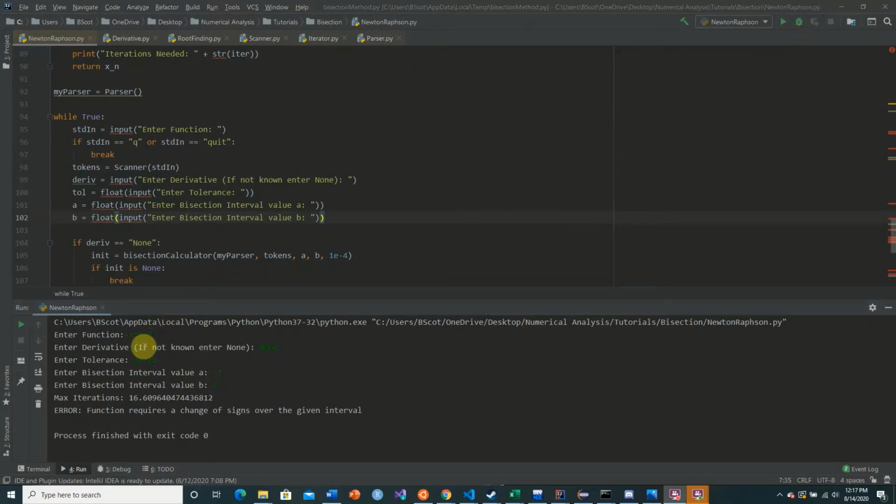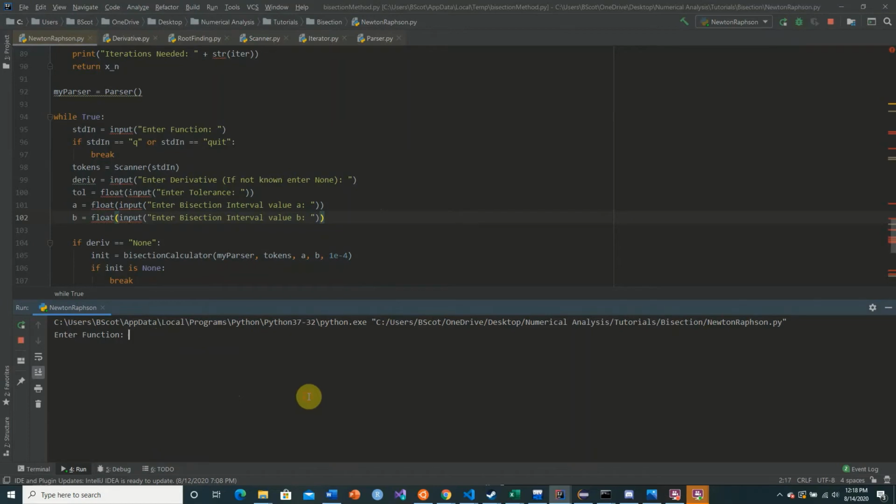So -1 squared is 1, and 1 minus 4 is -3, and 1 squared is -3 as well. So it appears here that we're not having a good interval for -1 nor 1. So now let us choose -1 to be our A and 5 to be our B.